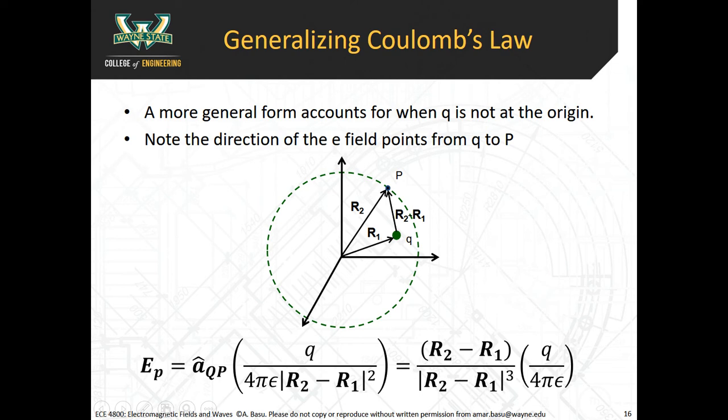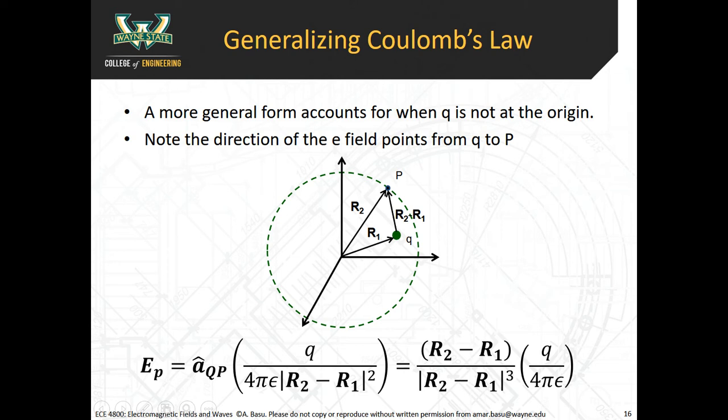So the direction of the electric field is in the QP direction. It's a unit vector that points from Q to P. Q is on the numerator, just like before, and on the denominator, 4 pi epsilon times the magnitude of R2 minus R1 squared. This is the length of this vector squared. Now, if you simplify that, you'll get this formula here.